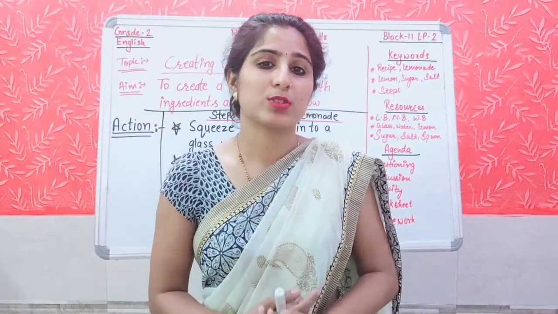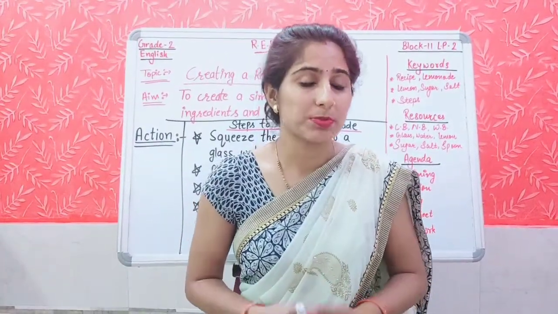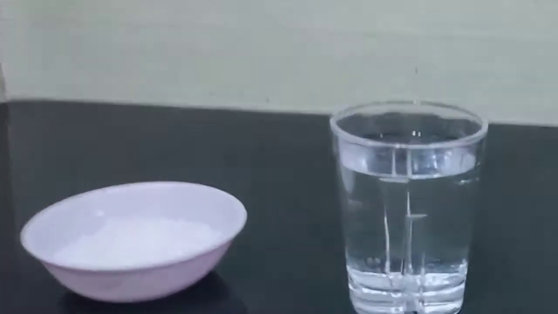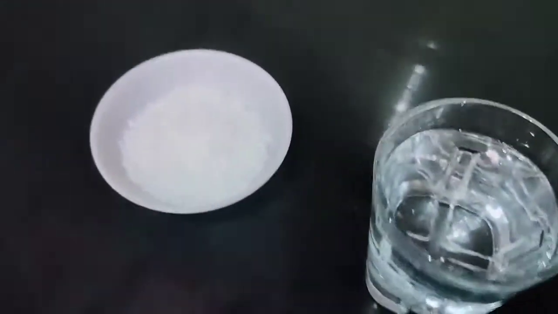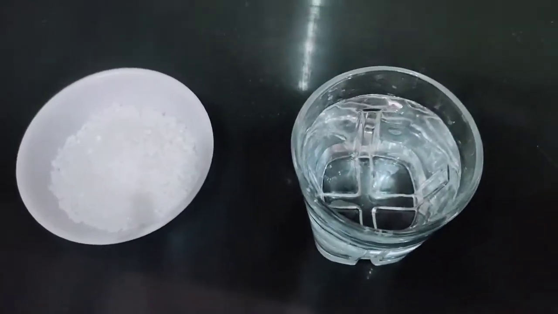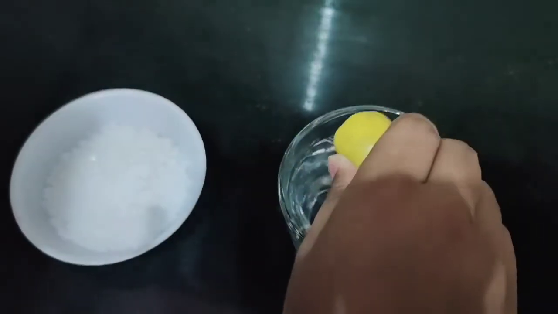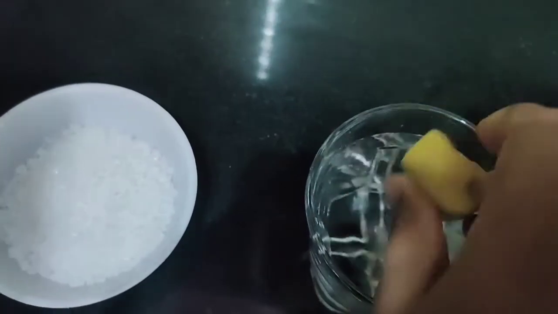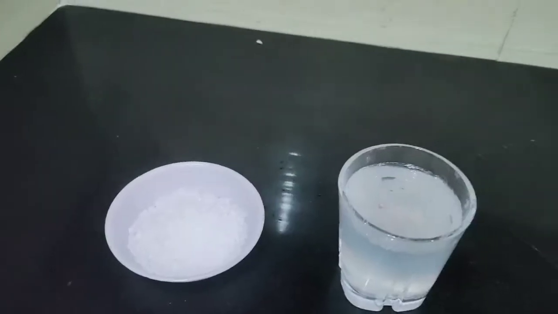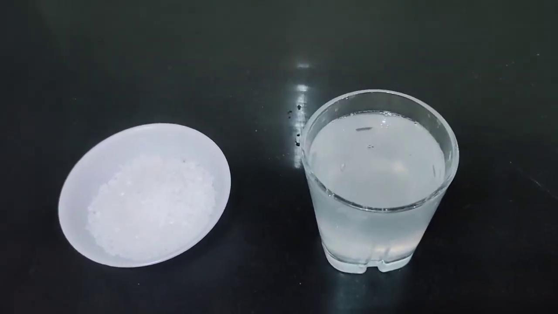So now I am going to make the lemonade for you. You will follow the steps same as me. Let's now start it. We have taken 1 glass of water. Yes, now first of all, what will you do? First step is squeeze the lemon. This is the half lemon. Yes, squeeze it. Squeeze the lemon. Yes, students, we have squeezed the lemon into the water.